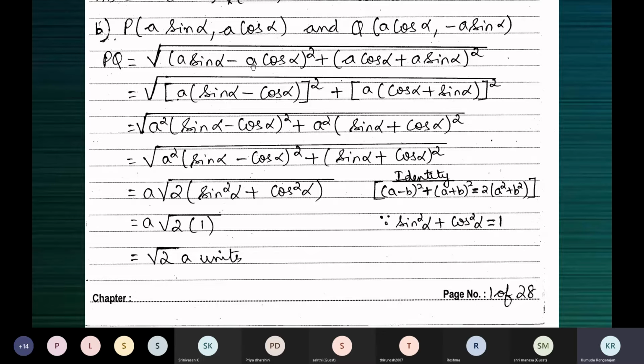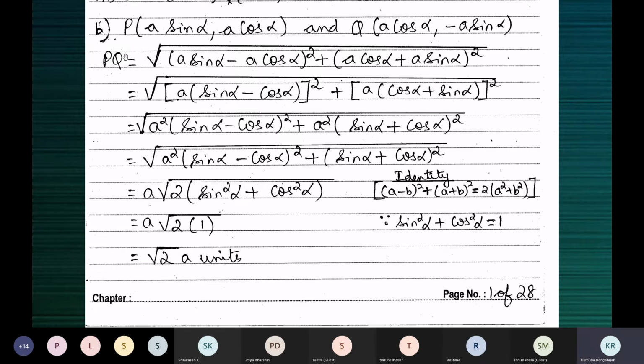So that's what it is here. You can see this is the x coordinate of P, and this is the x coordinate of Q. The difference between them is (a sin alpha minus a cos alpha) the whole square, plus the difference between the y coordinates, a cos alpha minus, so minus into minus is plus, children, plus a sin alpha, the whole square. Here we have just applied the formula.